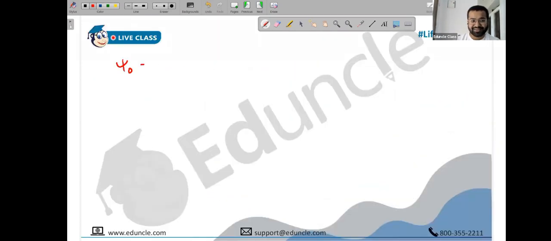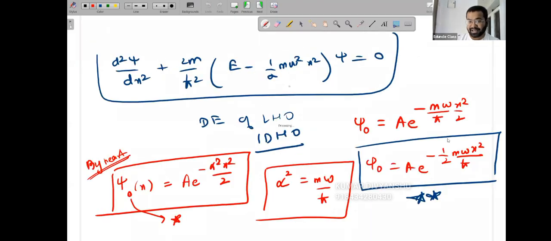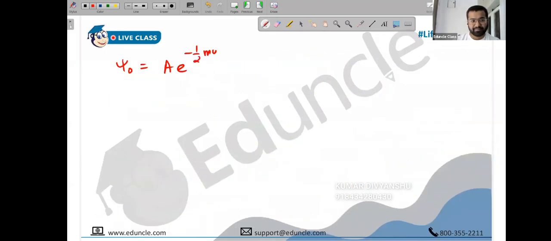Chalo, next. So we have got a ground state wave function which is A e raised to minus half m omega x square upon h square. Okay? Minus half m omega x square upon h square. Or you can also write it with alpha. Like we can keep it alpha all the time. We can get rid of alpha later also. That's also fine. That's always up to us.